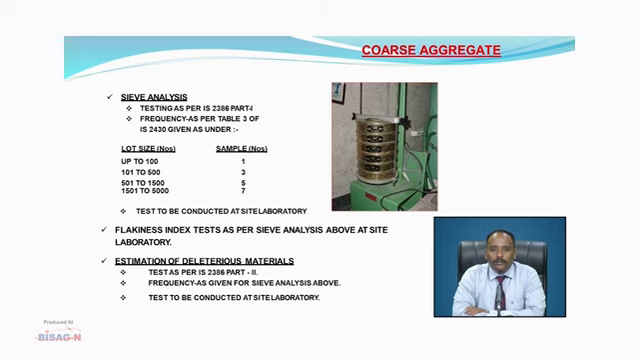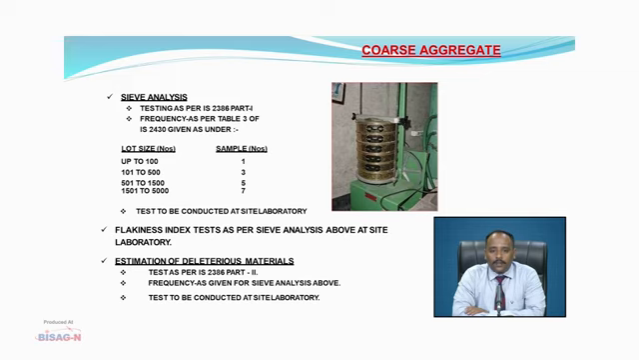The frequency of the same will be up to a lot of size 100. The number of samples has to be 1. For a lot of size between 101 to 500, the number of samples will be 3. Between 501 up to 1500, the number of samples collected will be 5. And for a lot above 1501 to 5000, the number of samples will be 7. The test itself can be carried out at the site laboratory.